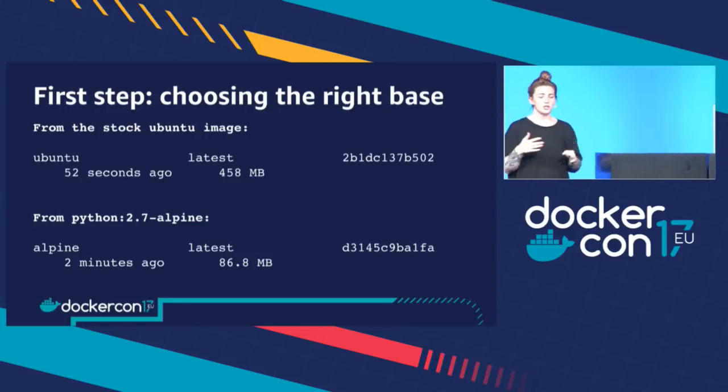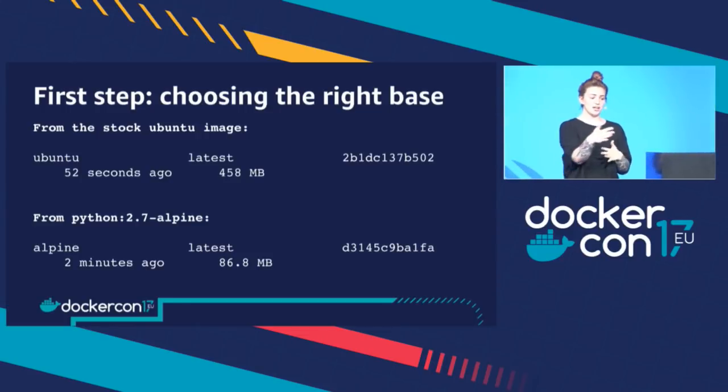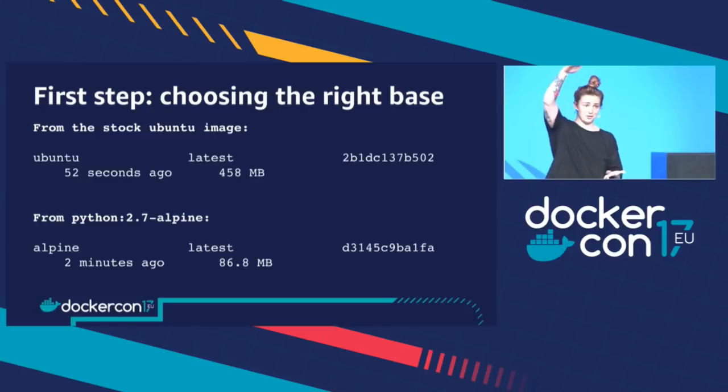My first step: choosing the right base. I have my stock Ubuntu image, and look at how big it is. It is 458 megs, and that is also fine. But what happens when I now have 10 of those containers? I have 12, I have 15, I have 100. My 458 megs, they're making a much bigger difference than they did when I maybe had just one monolith.